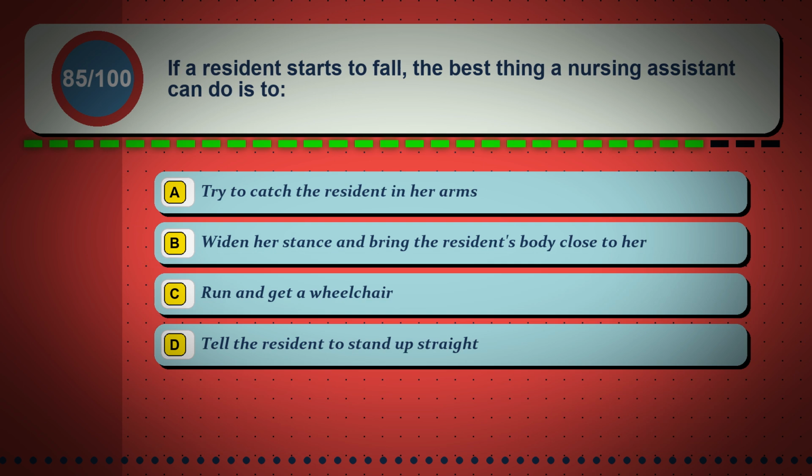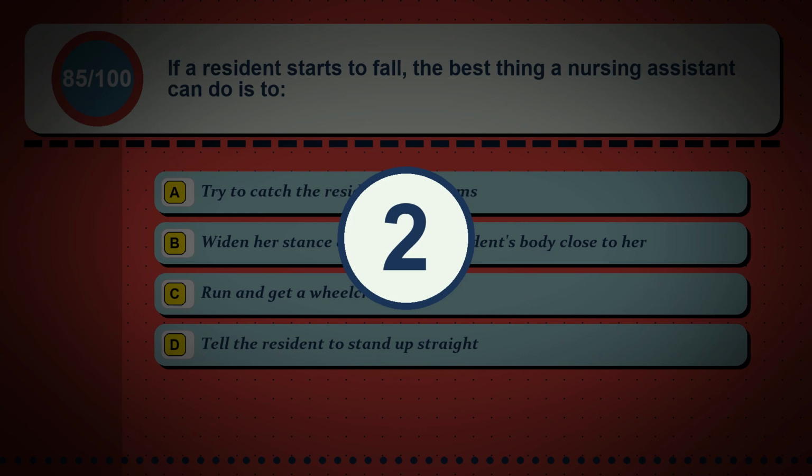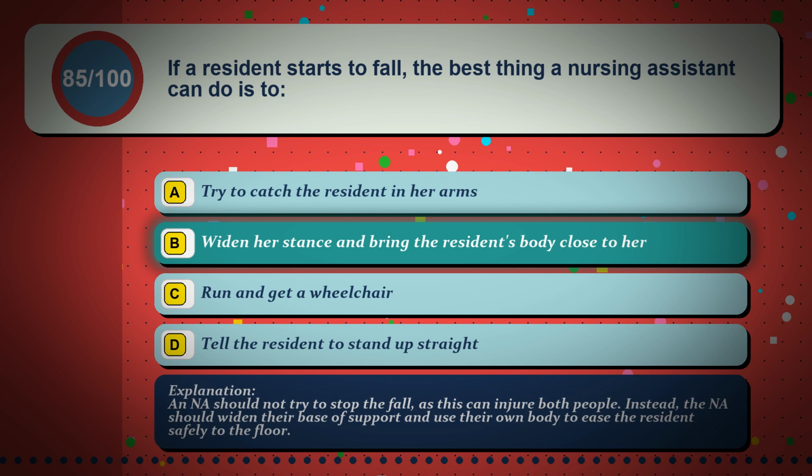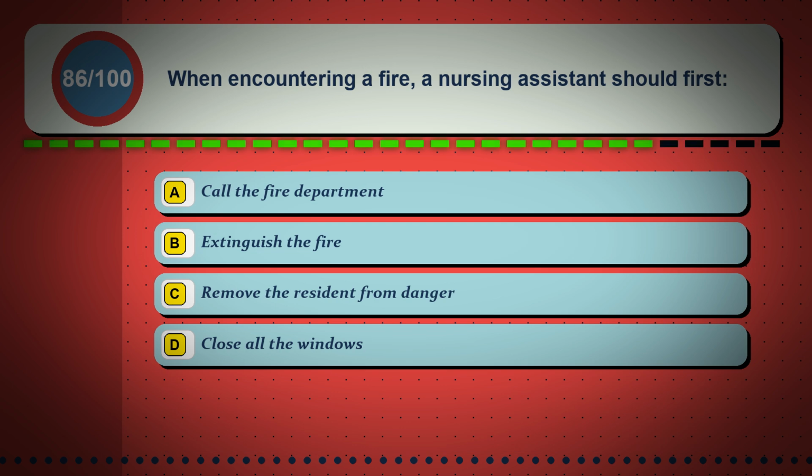Question 85. If a resident starts to fall, the best thing a nursing assistant can do is to option A, try to catch the resident in her arms. Option B, widen her stance and bring the resident's body close to her. Option C, run and get a wheelchair. Option D, tell the resident to stand up straight. The correct answer is option B, widen her stance and bring the resident's body close to her. An NA should not try to stop the fall, as this can injure both people. Instead, the NA should widen their base of support and use their own body to ease the resident safely to the floor.